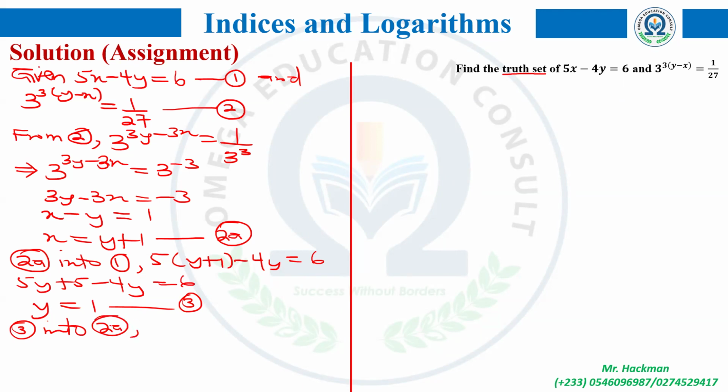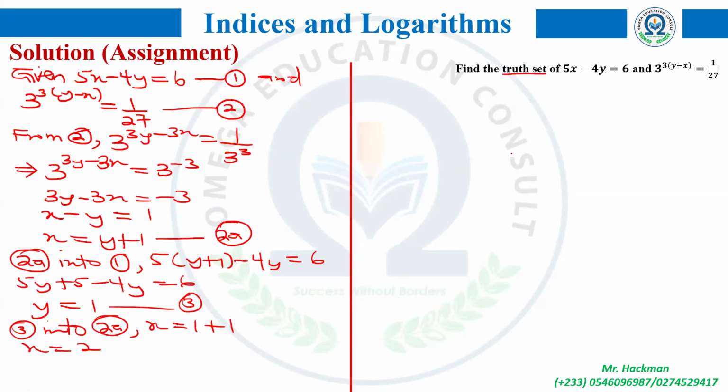Go and substitute equation 3 into the equation that we made the subject, that is 2a. So you write comma. This will always be too short to take a line, so you always have to continue. Those of you who didn't do that, I'm talking to you. So at this point, we're going to get x equal to y plus 1, which is 1 plus 1. So I will get x to be equal to 2.